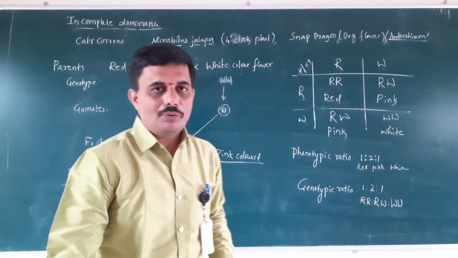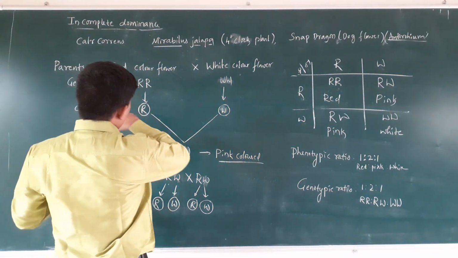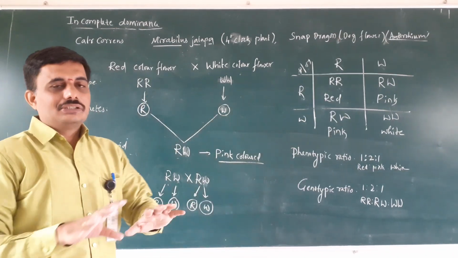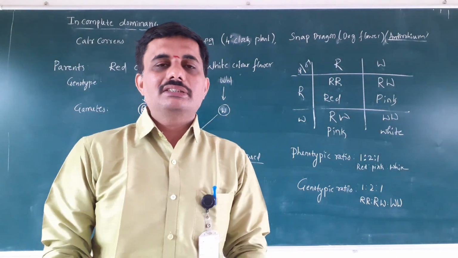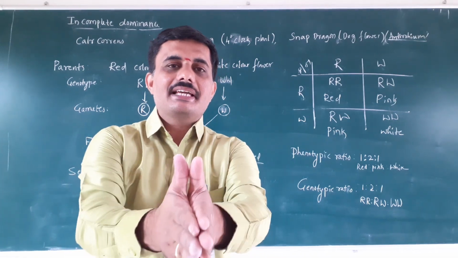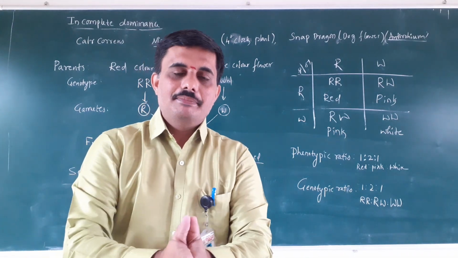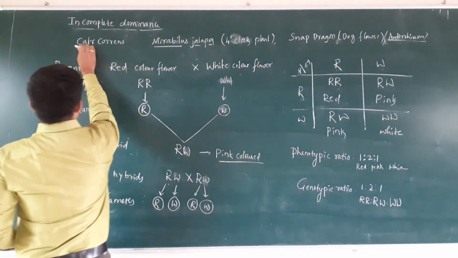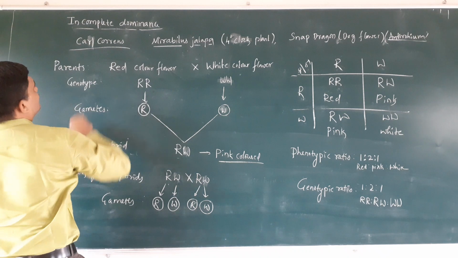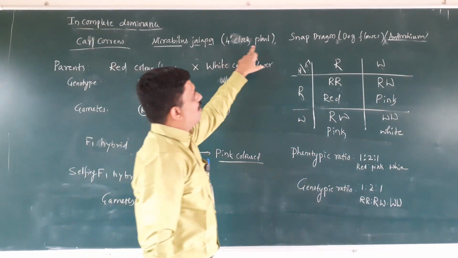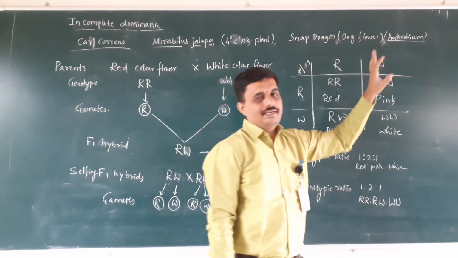So what is incomplete dominance? When the dominating gene is incompletely or partially dominating over the recessive gene, the intermediate character is expressed. It was discovered by Carl Correns while working on Mirabilis jalapa, or snapdragon, or antirrhinum.